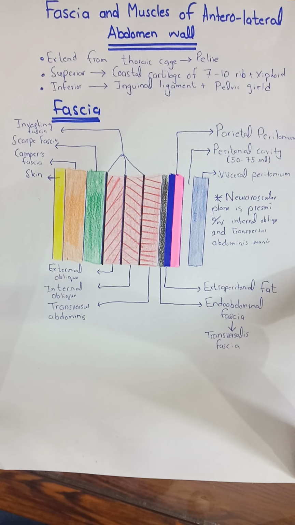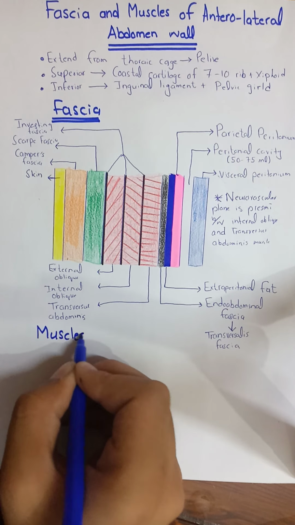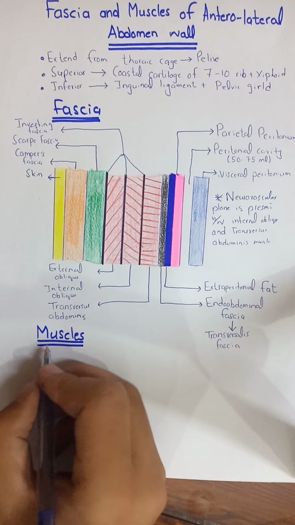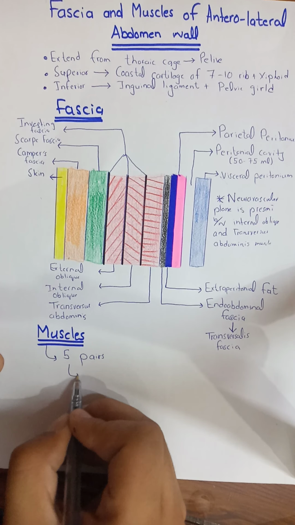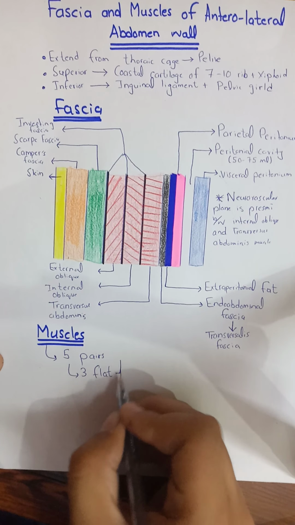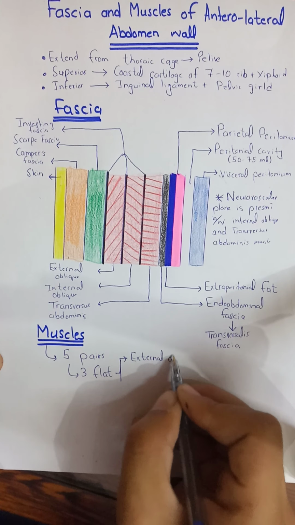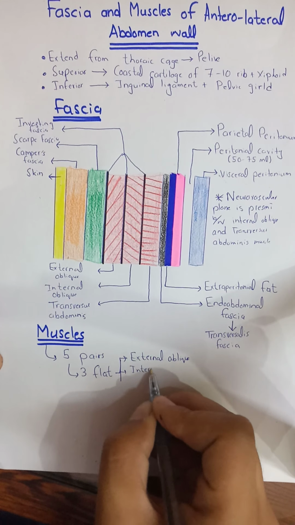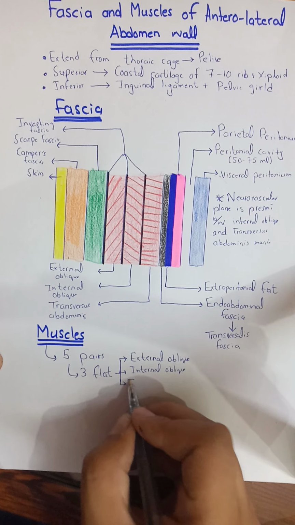Now we will move toward the muscles of the abdominal wall. So first of all I will write here muscles. There are 5 pairs of muscles in the anterior lateral abdominal wall. From these 5 pairs, 3 muscles will be flat, and these three flat muscles are the external oblique muscle, the internal oblique, and the transversus abdominis.